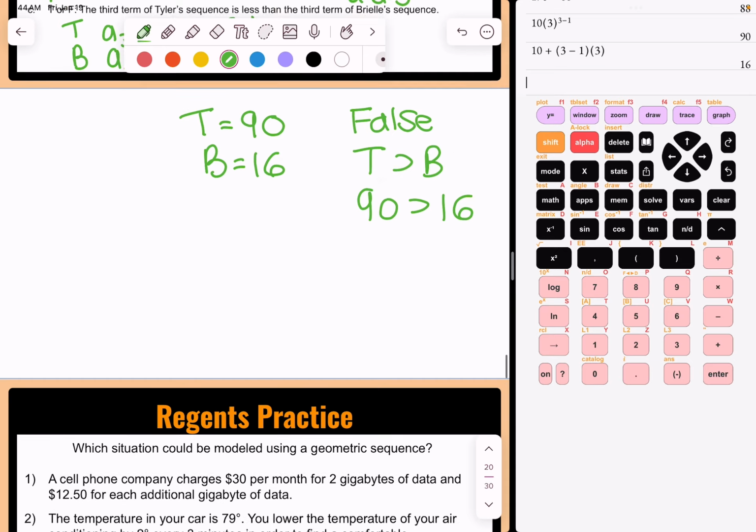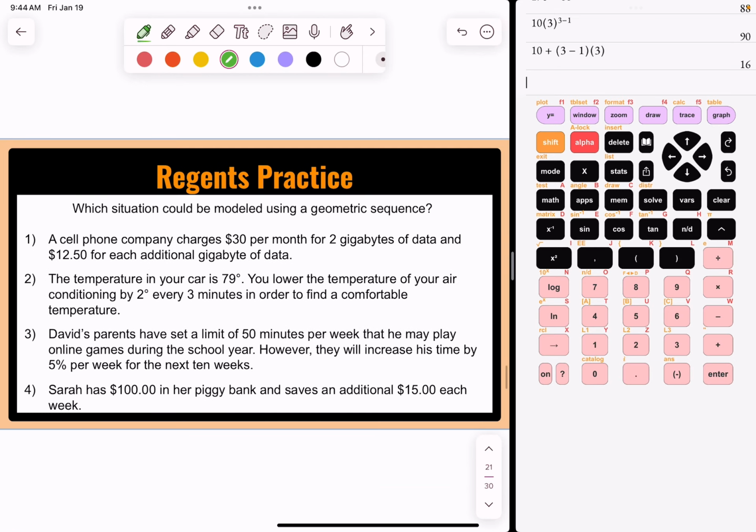All right, let's look at this Regents question. Which situation could be modeled using a geometric sequence? That means we have to talk about something being multiplied. A cell phone company charges $30 per month for 2 gigabytes. That's how much you start. And then $12.50 for each additional gigabyte. That means you're going to add $12.50. If you're adding, that's arithmetic, so it's not going to be 1.